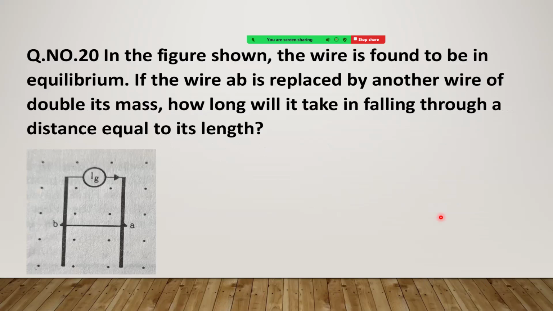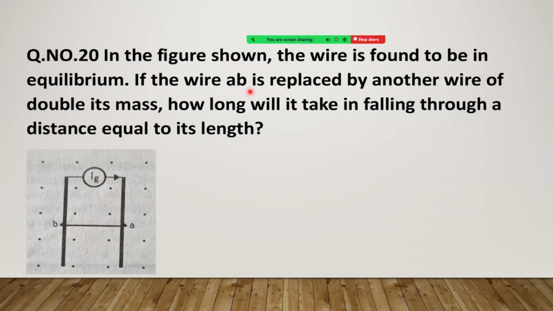Let's see the question given. In the figure shown, the wire is found to be in equilibrium. So the wire is in equilibrium means its weight is balanced by the magnetic force, right? Because the current is passing like this in the wire. So in equilibrium, weight mg is downwards, then the magnetic force must be upwards to balance that.